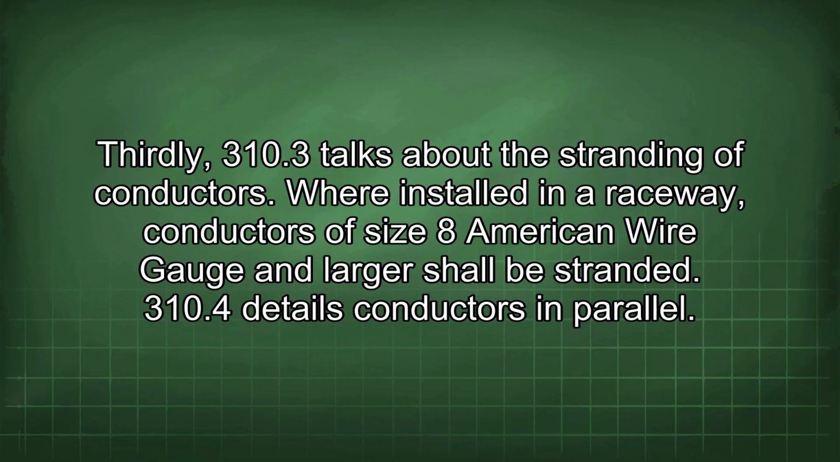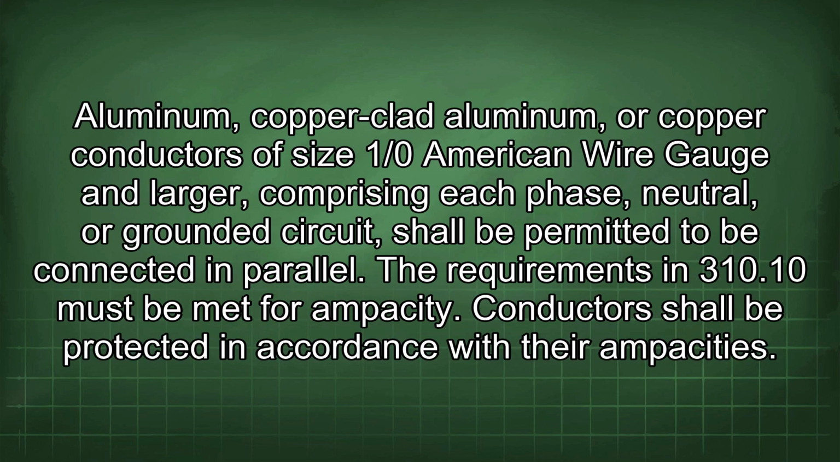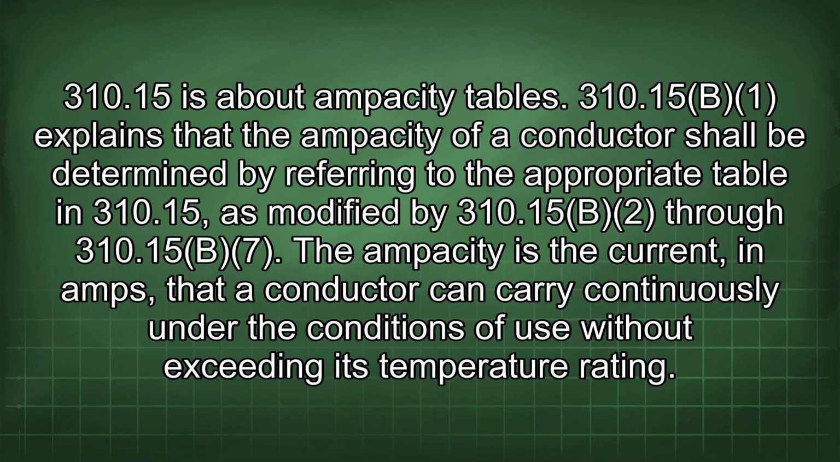310.4 details conductors in parallel. Aluminum, copper-clad aluminum, or copper conductors of size 1/0 American wire gauge and larger, comprising each phase, neutral, or grounded circuit, shall be permitted to be connected in parallel. The requirements in 310.10 must be met for ampacity. Conductors shall be protected in accordance with their ampacities. 310.15 is about ampacity tables.